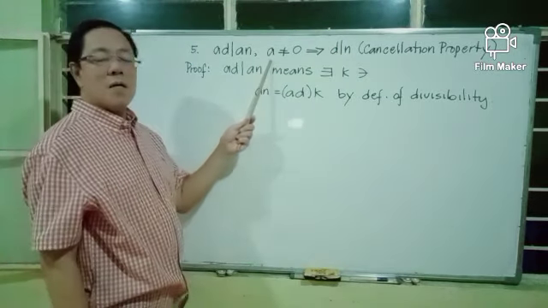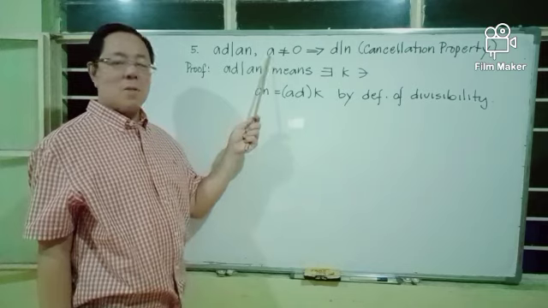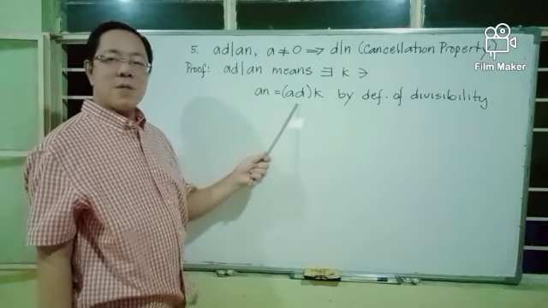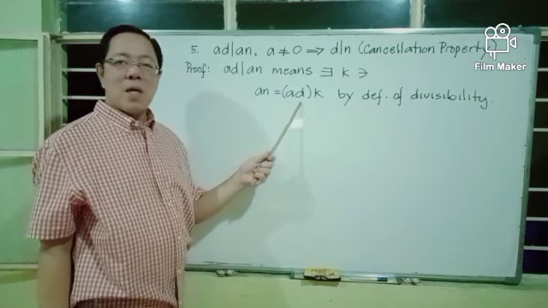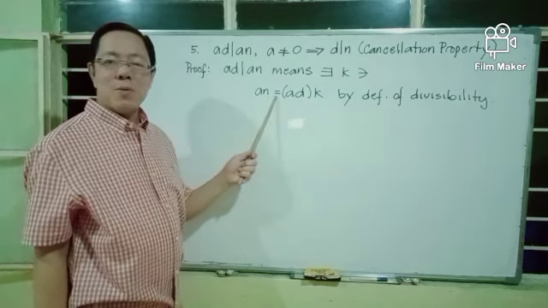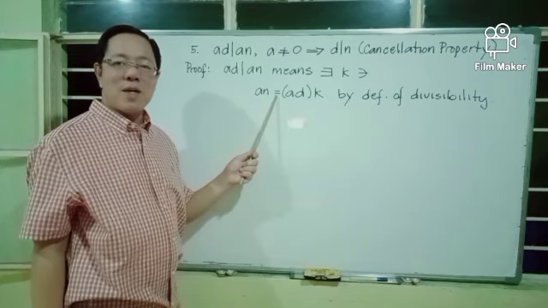Now, since the integer a is not equal to 0, we can divide both sides of this equation by a, which is not equal to 0. And the equality will still be true by the division property of equality.